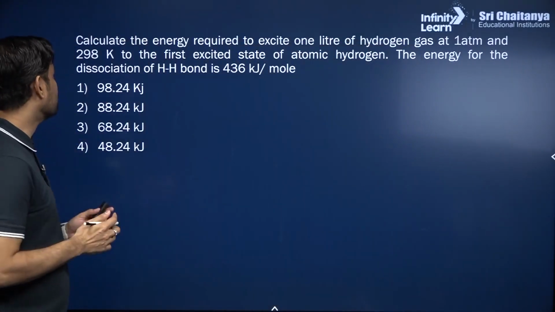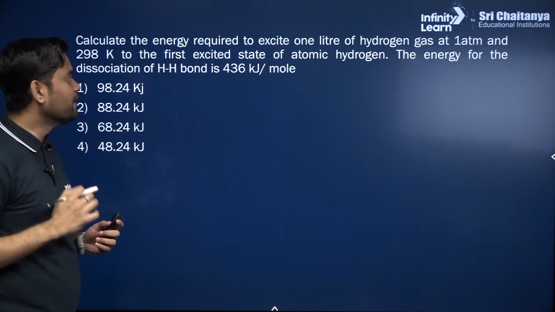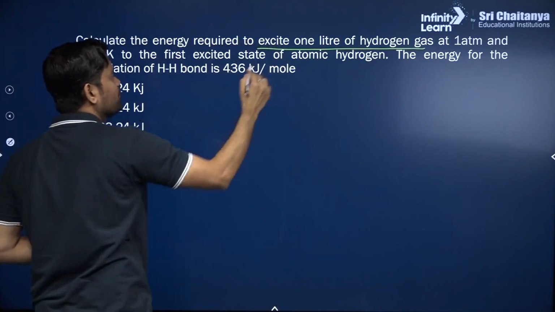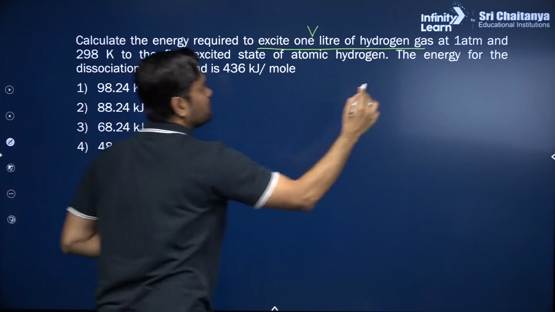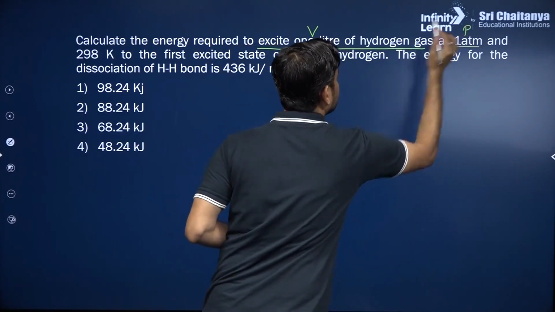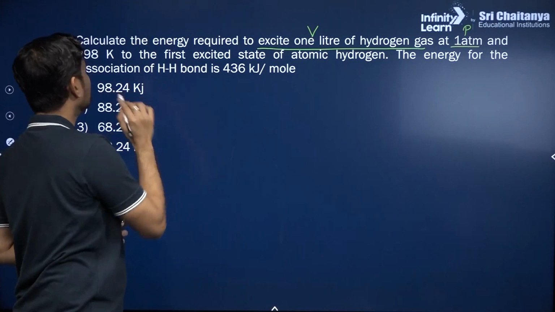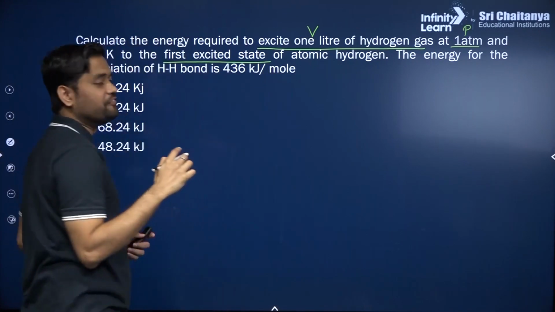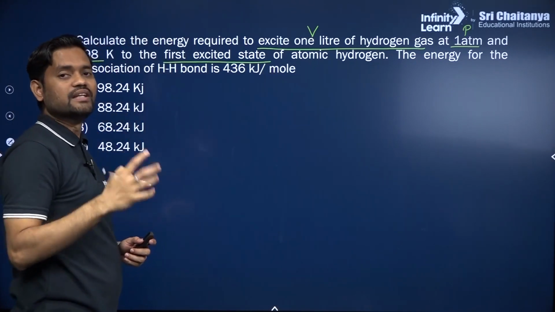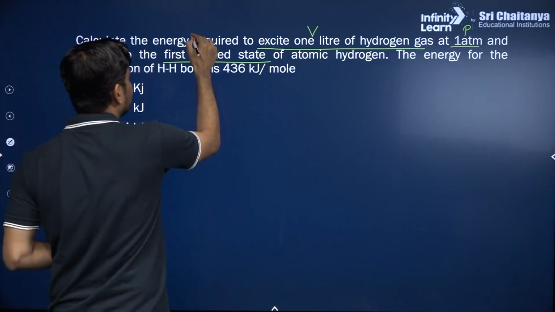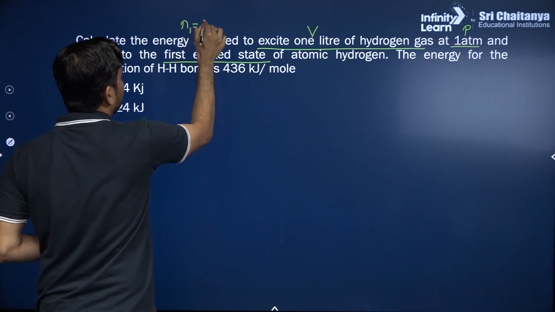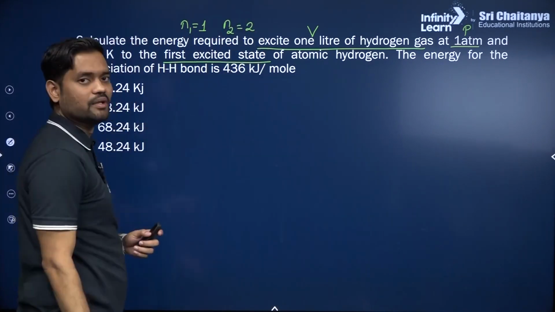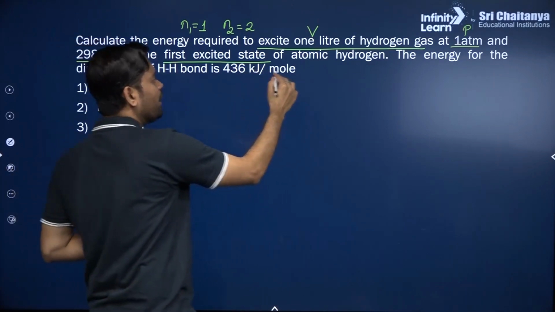The first question over here is: calculate the energy required to excite 1 liter of hydrogen gas. Volume is given as 1 liter at 1 atmospheric pressure, that means pressure is 1 atm, and 298 Kelvin is the temperature given, to the first excited state. First excited state means what? The second level. So here, first excited state simply means electron is at ground, first excited state will be the second state, second level, of an atomic hydrogen.